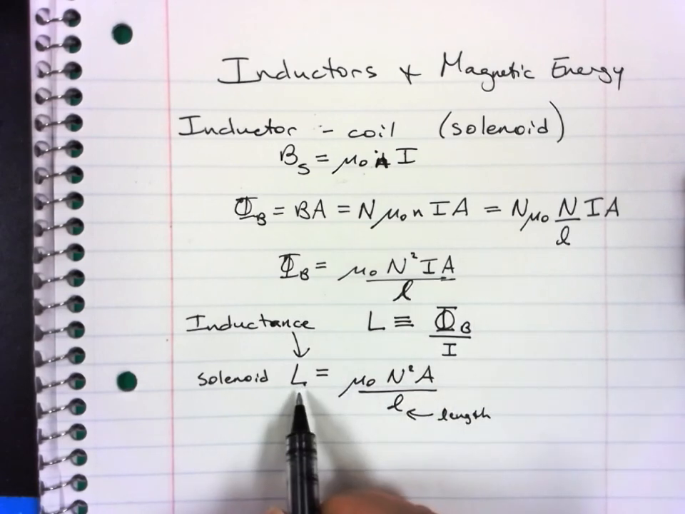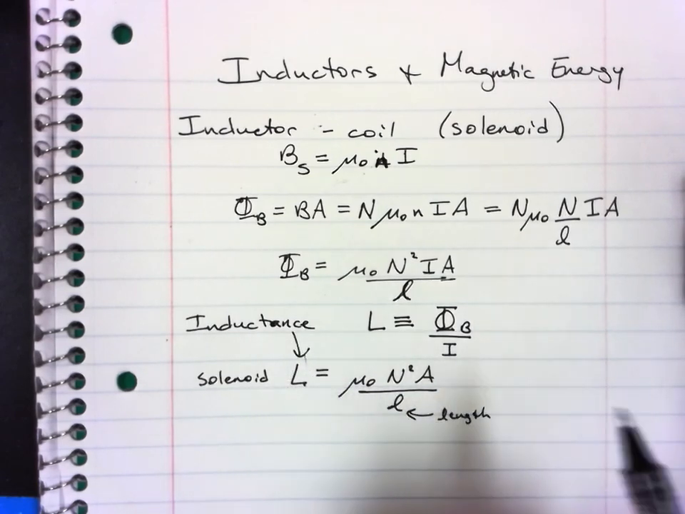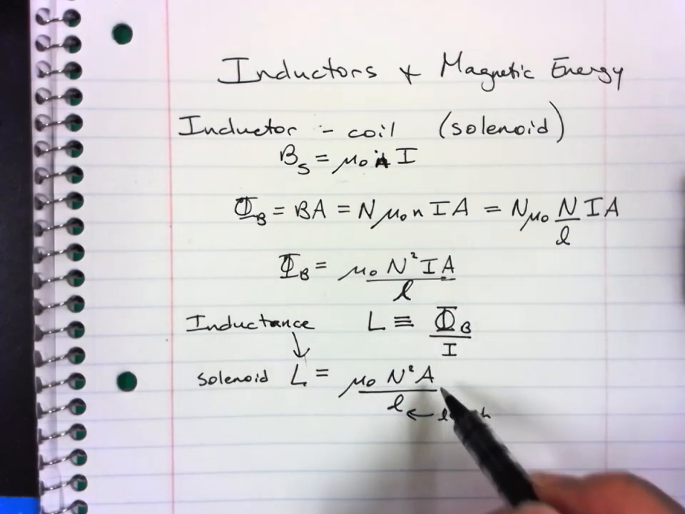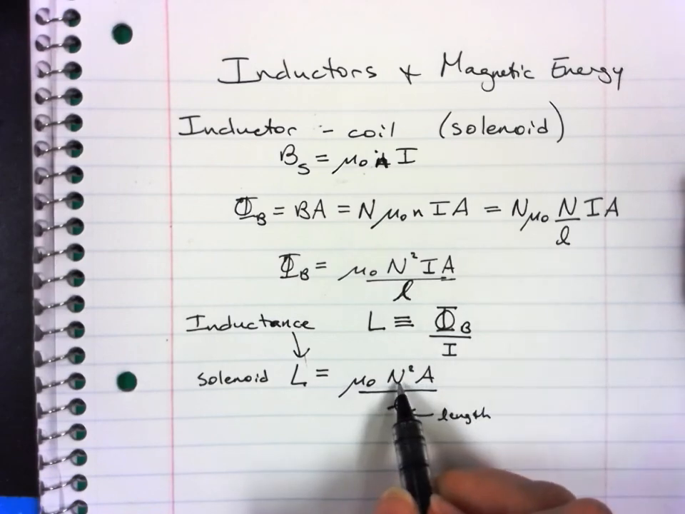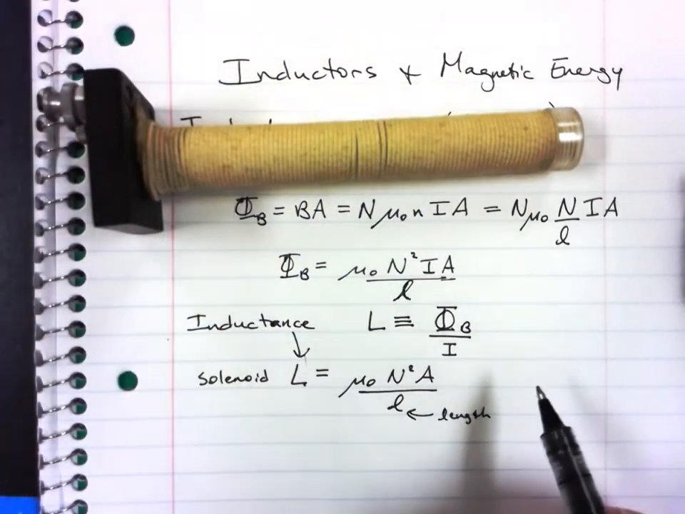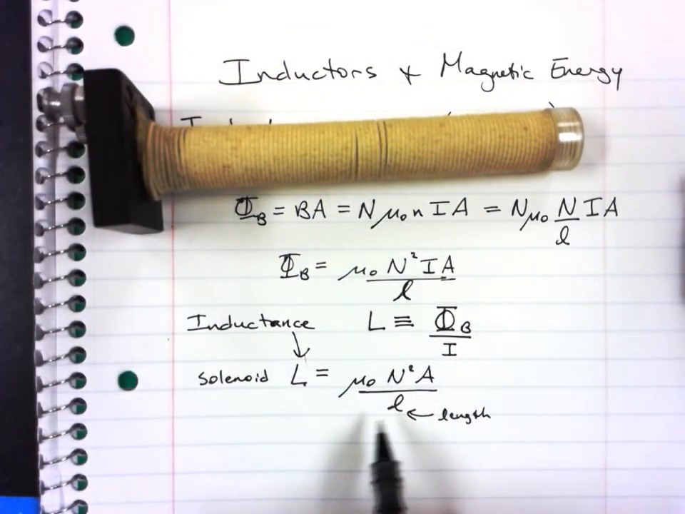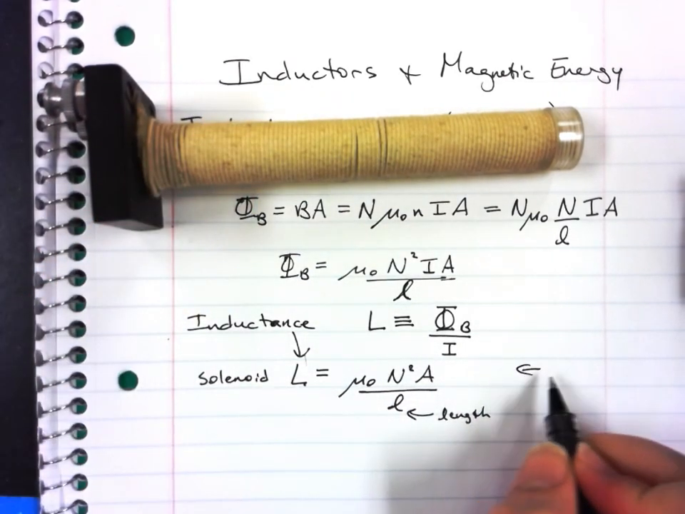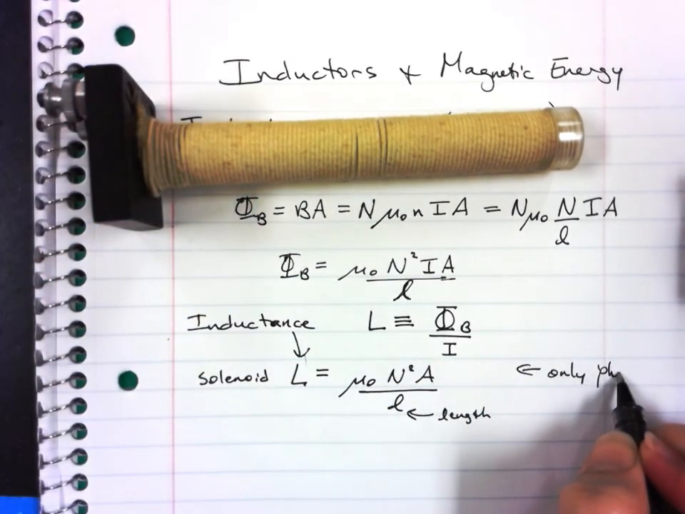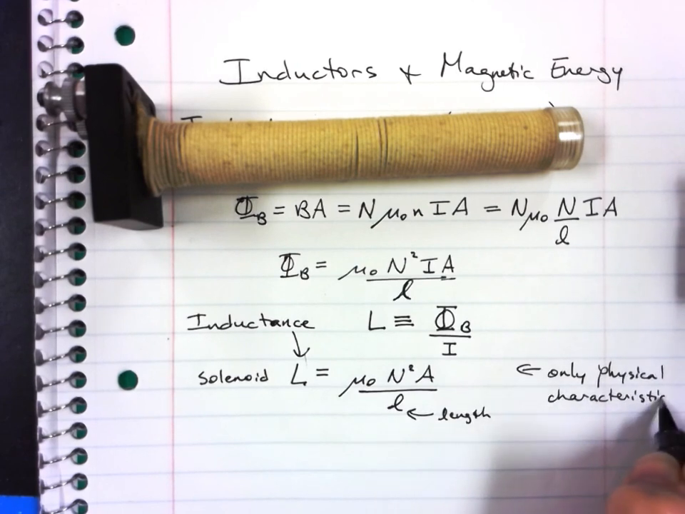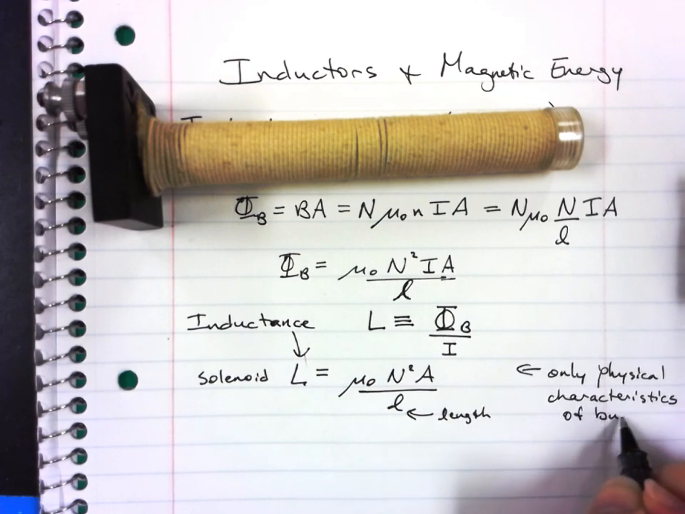Notice that this inductance, this new circuit element, only depends on physical quantities of how you built it. How many coils did you wind on this? How long is this coil? What's the cross-sectional area? So I know this from how I built it, not how I connected it in the circuit. These are only physical characteristics of how it's built.